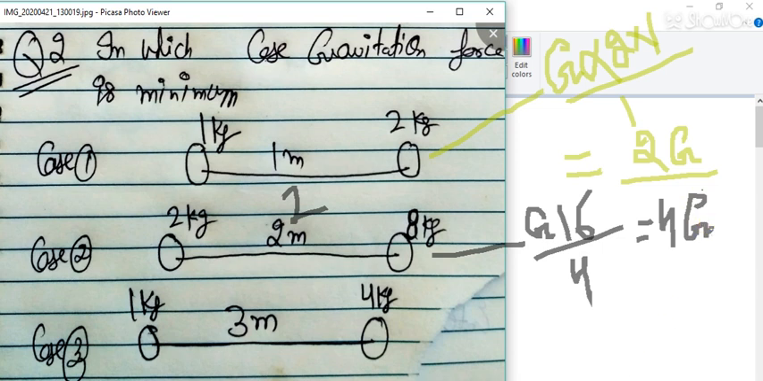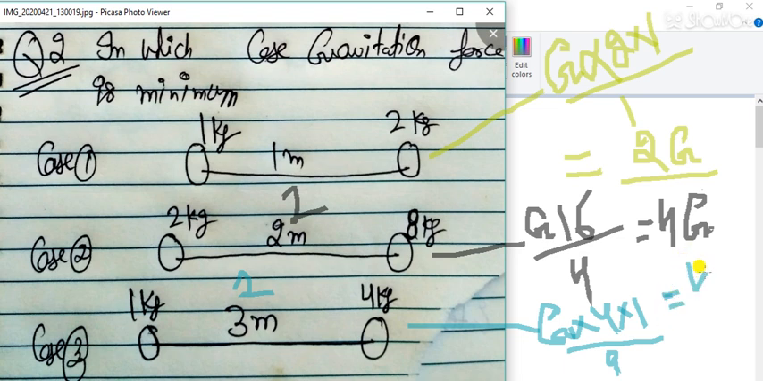Now I am changing the color again and finding the force for this case. Now you can see G into 4 into 1 divided by distance square. So here the distance is 3 meter, so 3 square means 9. So here the force is 4 by 9G. So I hope you can find the minimum force in which case.